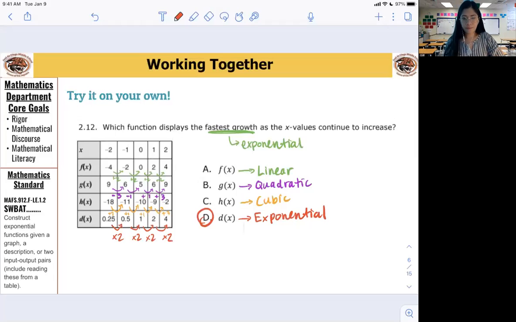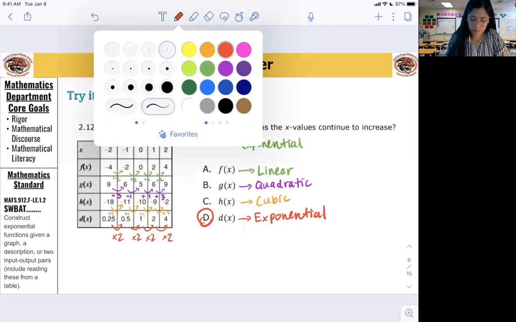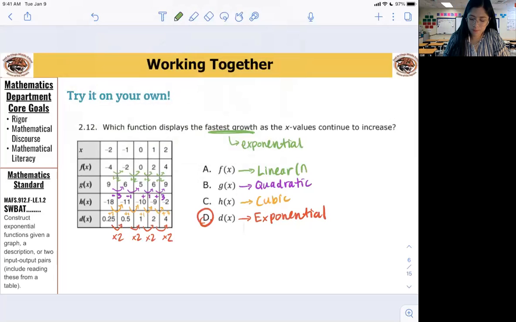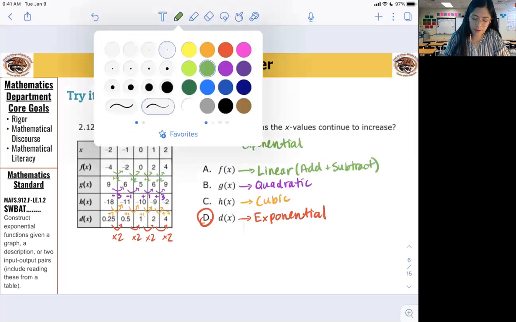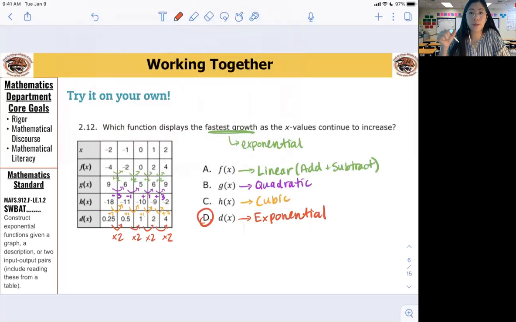With linear, you add and subtract, and with exponential, you multiply and divide. You got it. That's exactly it. So you know how f of x, it was +2, +2, +2, +2? That's linear because it's adding. And then the last one was times 2, times 2, times 2, times 2. That's how we know it's multiplication. So it's exponential.